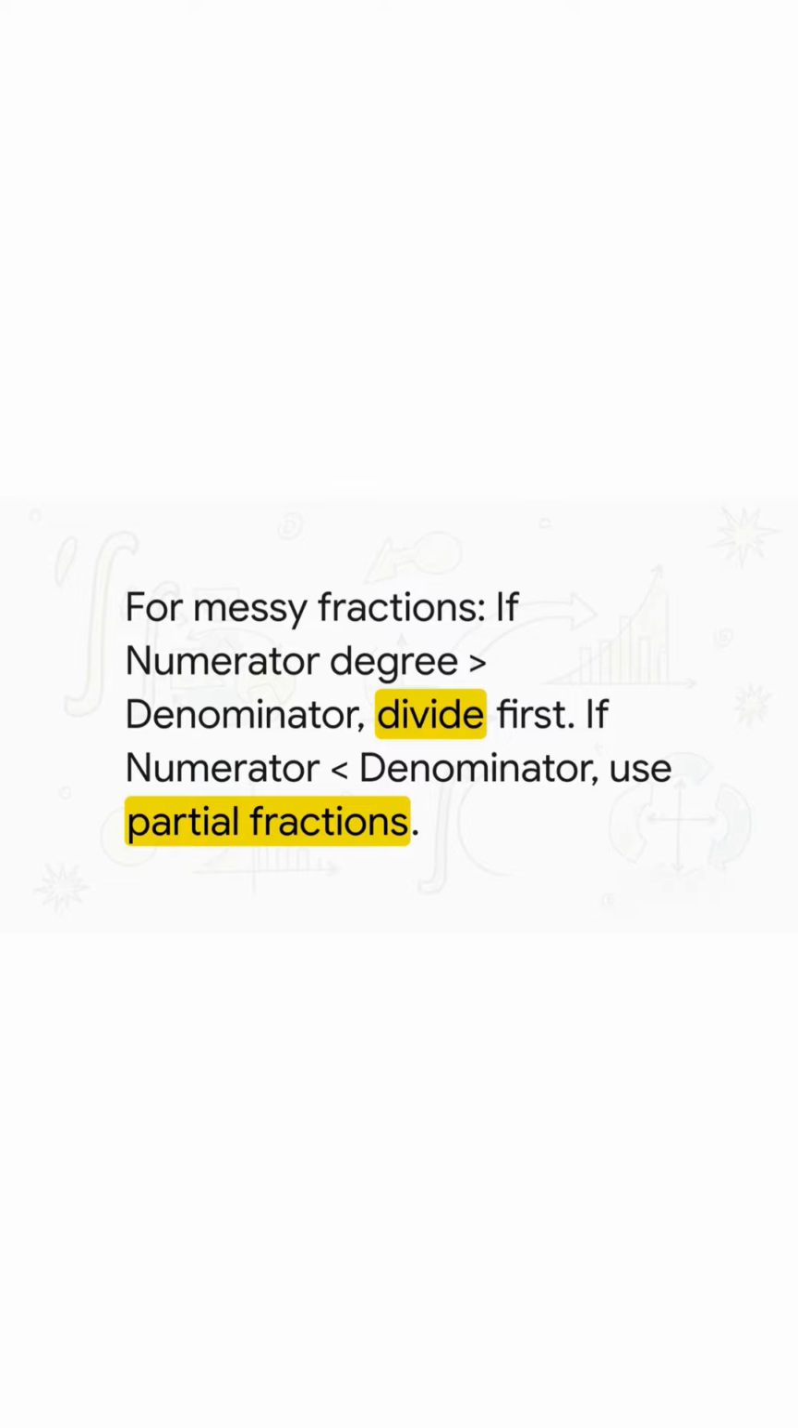First, just look at the powers. If the power on top is bigger, you have to do long division first. If the power on the bottom is bigger, then you use a cool technique called partial fractions to break one big, ugly fraction into a few smaller, friendlier ones.